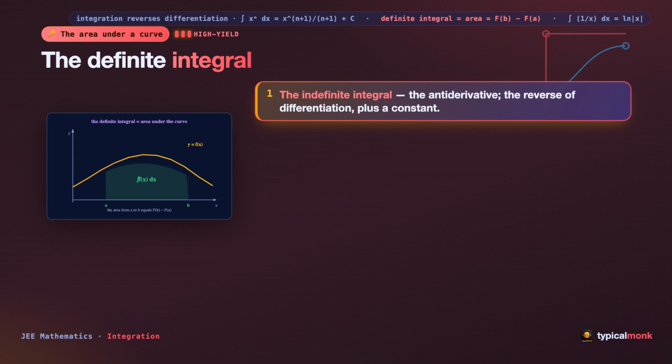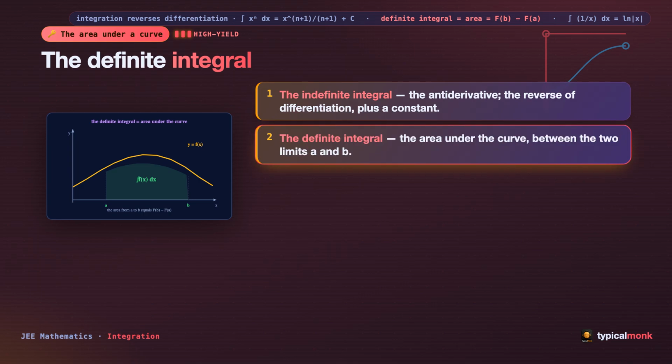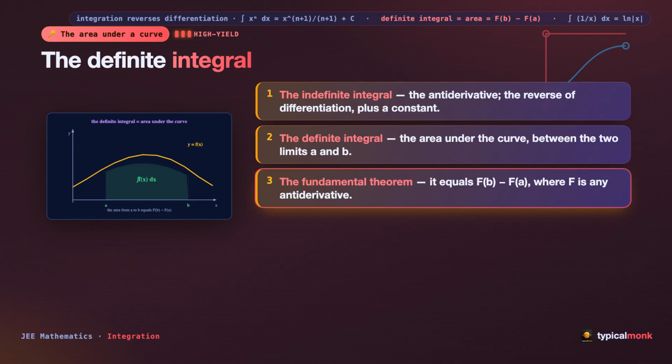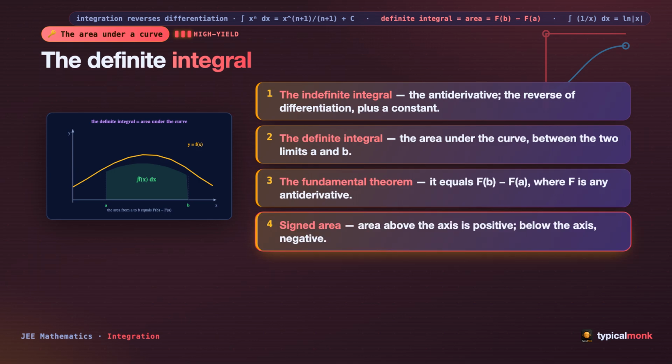Now look at the picture. The indefinite integral. It is the antiderivative, the reverse of differentiation, plus a constant. The definite integral. It is the area under the curve between the two limits a and b. The fundamental theorem. It equals F of b minus F of a, where F is any antiderivative. Signed area. The area above the axis is positive. The area below the axis is negative.